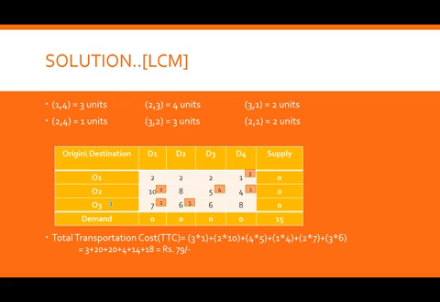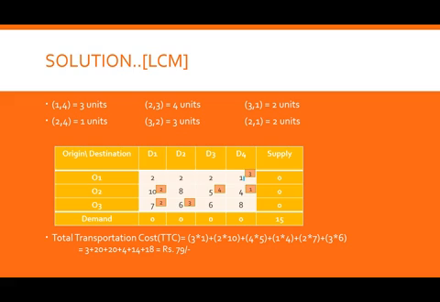See, if you have a look, I have 3 rows and 4 columns. 3 plus 4 is 7. 7 minus 1 is 6. So I have got 6 allocations. So it is still a non-degeneracy case. Okay. Calculate the TTC and have a look.